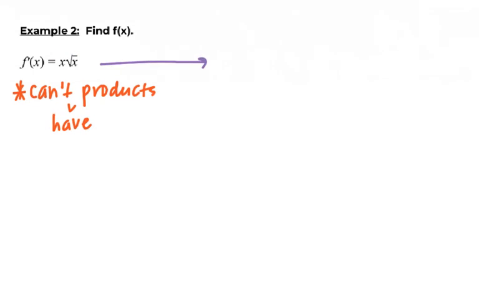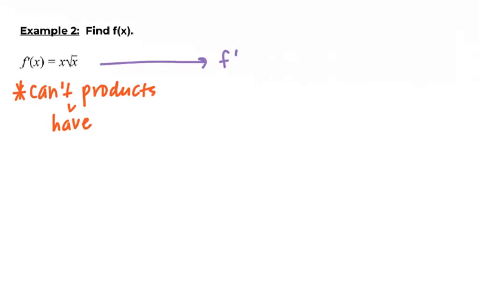Okay, so the other thing I mentioned at the beginning is still true. We can't have quotients or products because, remember, the product rule is pretty complicated, right? And undoing that is something you don't have in your toolbox, and you won't until you go to BC Calculus. So we can't have products. So if you do, you need to find a way to rewrite it. So let's do that first.